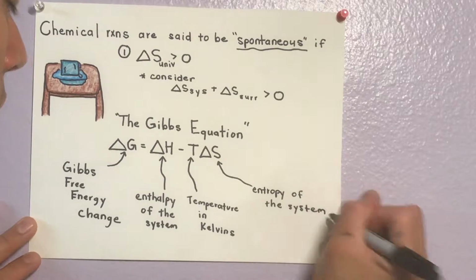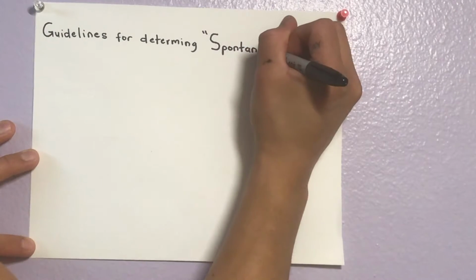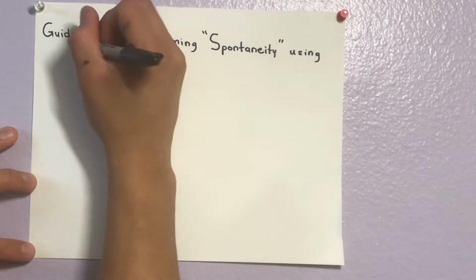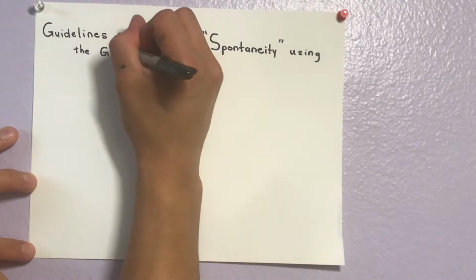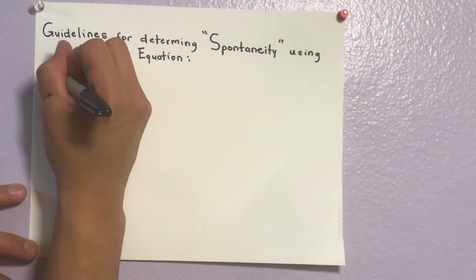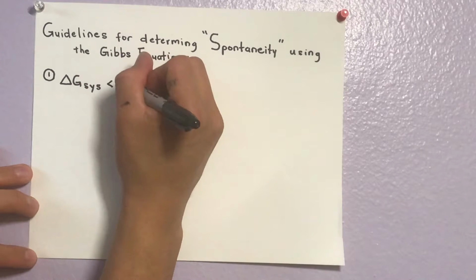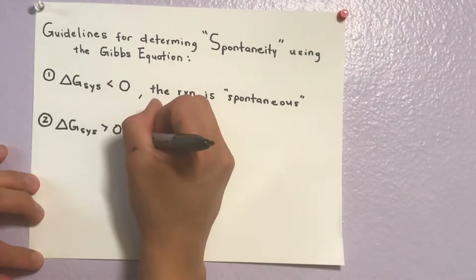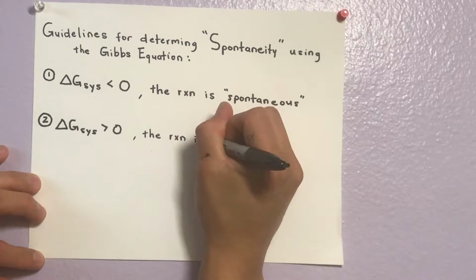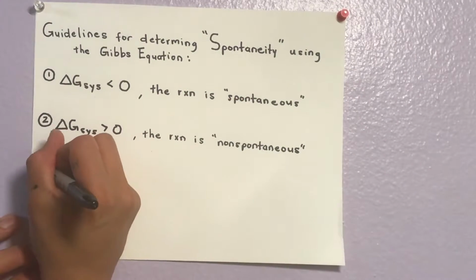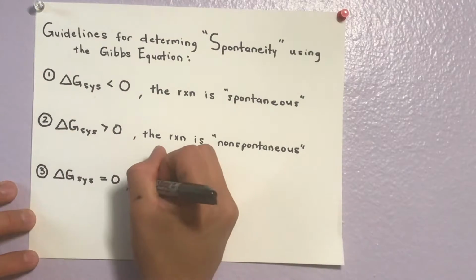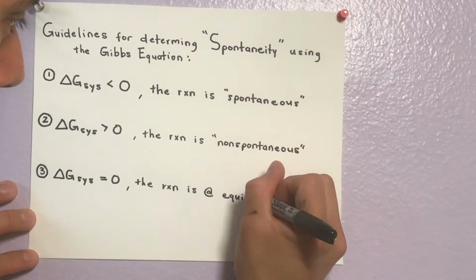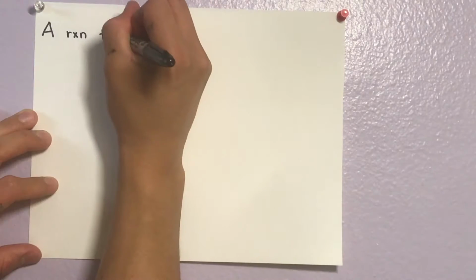How this equation is used to determine whether a reaction will occur spontaneously or not is very simple. Here are a few guidelines that will be useful when calculating delta G for a particular reaction. If delta G of the system is less than 0, the reaction is spontaneous. If delta G is greater than 0, the reaction is non-spontaneous. And if delta G is equal to 0, the reaction is at equilibrium, and depending on the conditions, the reaction can go either toward the products or reactants.